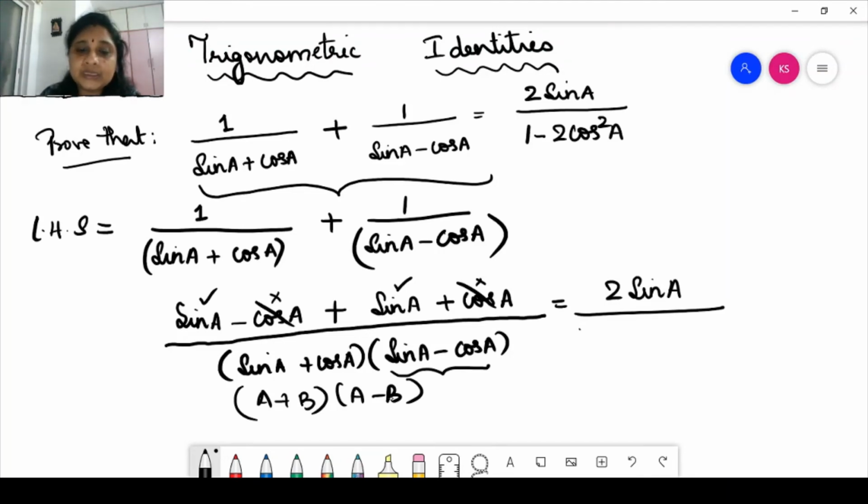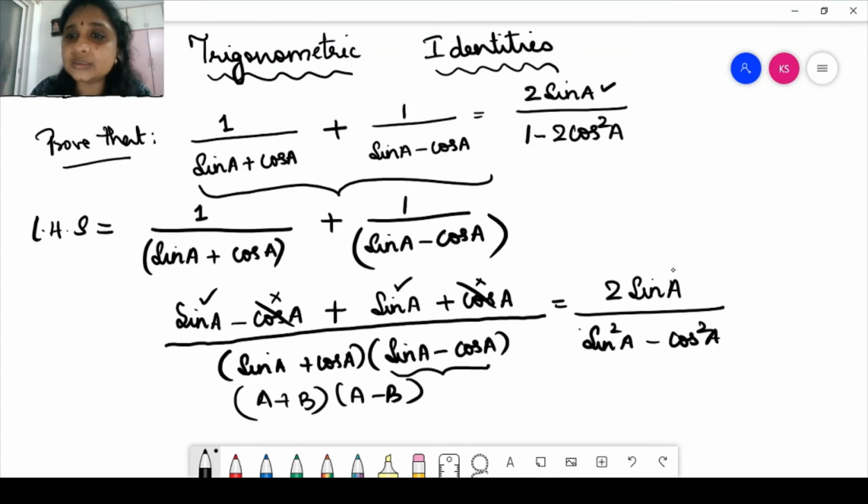So (A plus B) into (A minus B) is A square minus B square. So (sine A plus cos A) into (sine A minus cos A) is sine square A minus cos square A. All that we are doing is trying to apply the identities, be it algebraic or trigonometric, keep applying it and simplifying so that it leads you to the right hand side.